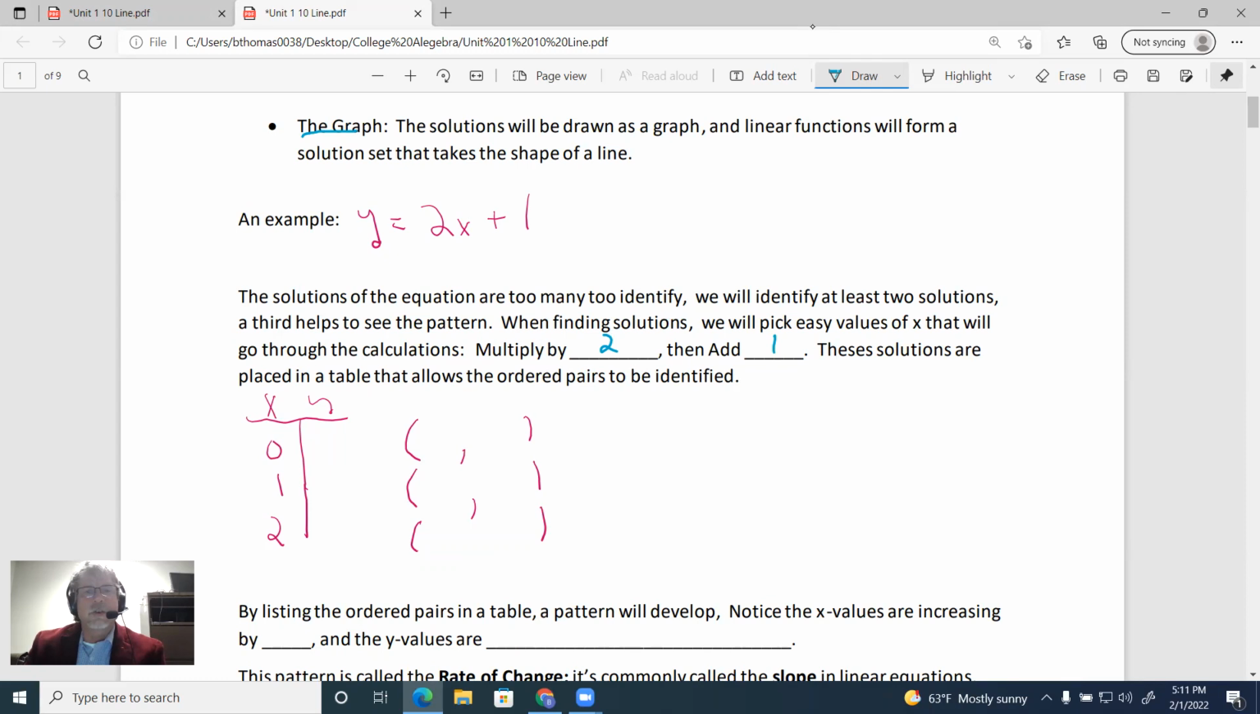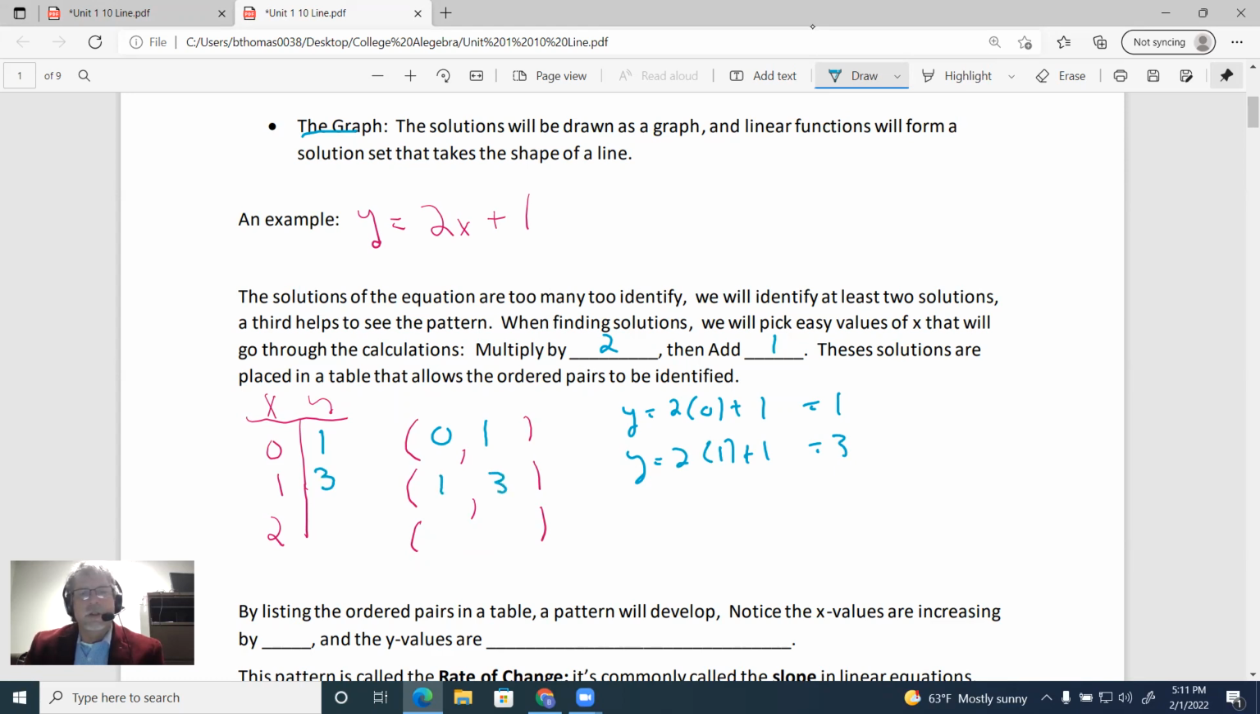So notice that 0 is going to go through our series of calculations. So what we do is we substitute 0 in for x. We have 2 times 0. If we add 1 to that, we still end up with just 1. So when 0 went in, 1 came out. So the ordered pair 0, 1 is formed. If we put 1 into the equation, we have 2 times 1 plus 1. Well, 2 times 1 is 2, plus 1 is 3. So 3 would be my y value. So 1 was my input value, 3 was my output value. So the ordered pair is 1, 3.